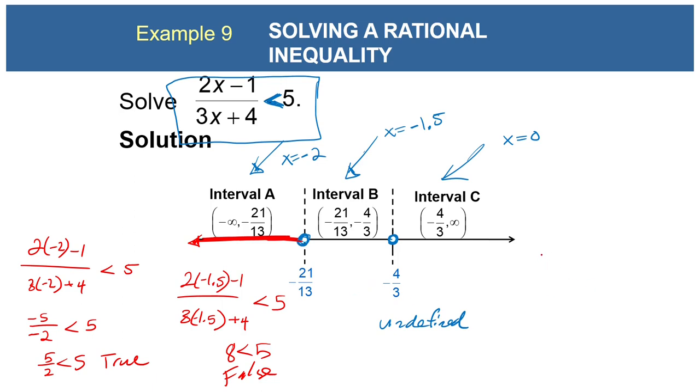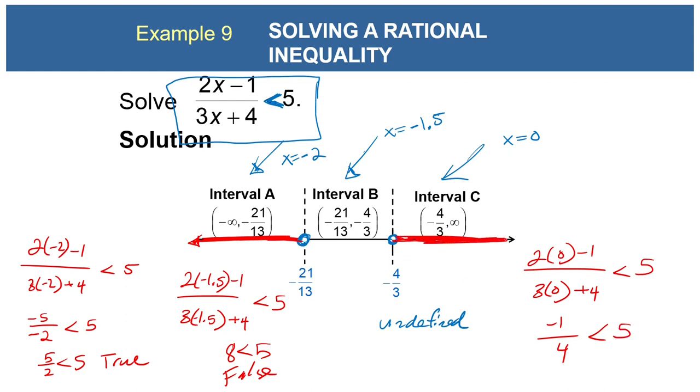One more test. We'll plug in a 0. Again, just use your calculators for these. It should be quick to test with a calculator. I have -1 on top. On the bottom we have 4. Is -1/4 less than 5? Yes, it is true. So I'm going to shade everything to the right of -4/3.